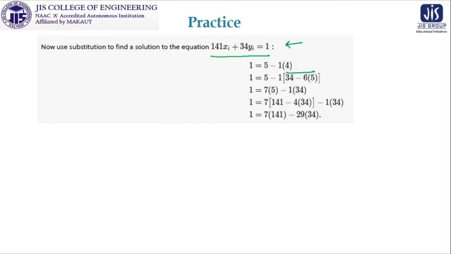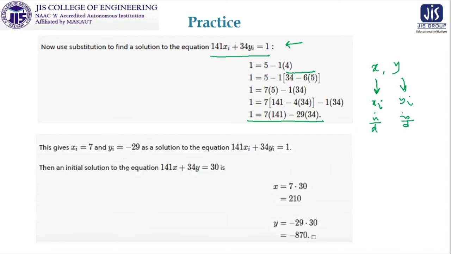Then 34 is already there. We have 5. This 5 has to be removed by 141 and 34. This is from the first line of the Euclidean algorithm. So ultimately we get this one. So what are we getting here? Here xi has the value 7, and yi has the value minus 29. So xi and yi are achieved, but our target is to find x and y, where x is linked with xi and y is linked with yi by multiplication of n by d. So let us check.